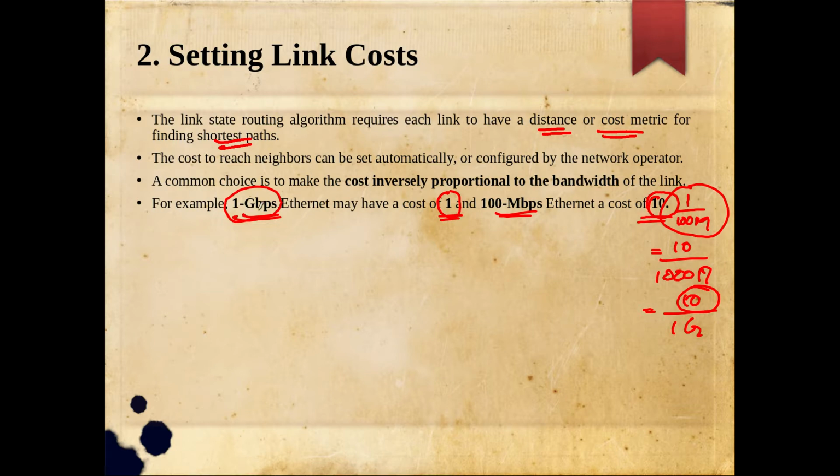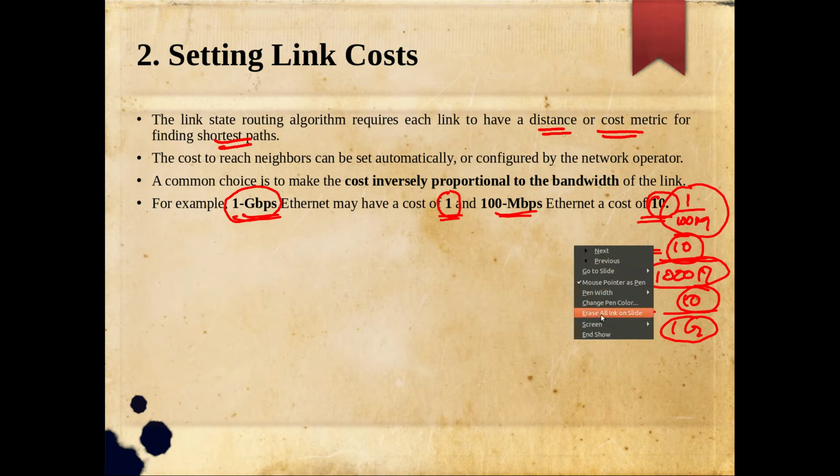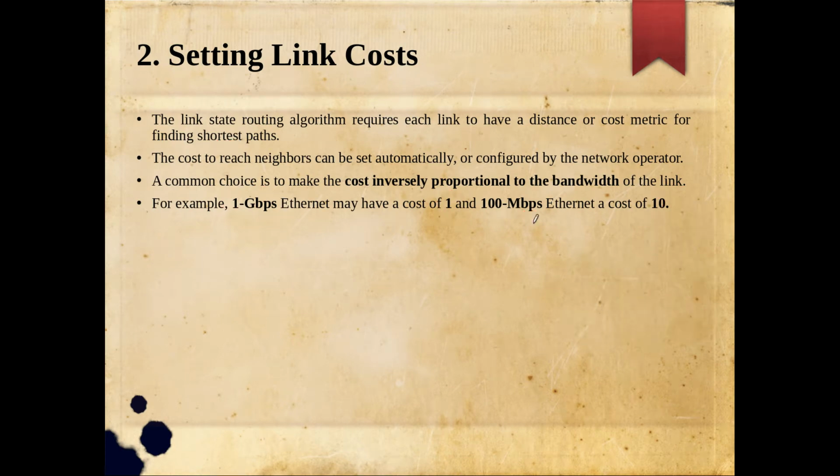So 1 gigabit per second is 1 by 1 giga, which is what you took. Here it will be 1 by 100 mega. When you equalize it with the 1 giga, you multiply numerator and denominator by 10, so 10 will be the cost. That 1 giga you represented by 1, so 100 megabits per second will be represented by a cost of 10. So that logic is clear, I hope. Yeah, so that is one way.